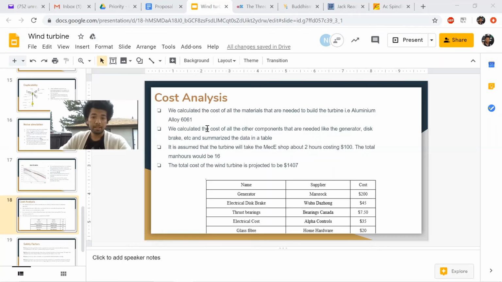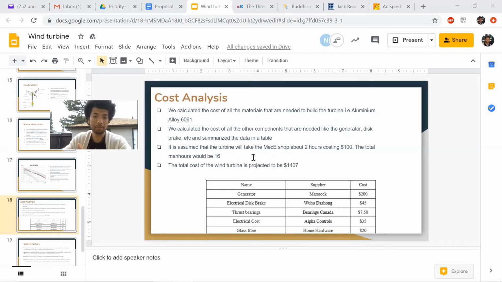Next, we calculated the cost of all the other components that are needed, like the generator and the disc brakes. We have it summarized in a little table here. There's the name, the supplier, and then the cost. Thirdly, it is assumed that the mechanic shop will take around 2 hours, which will cost around $100 because they charge $50 per hour.